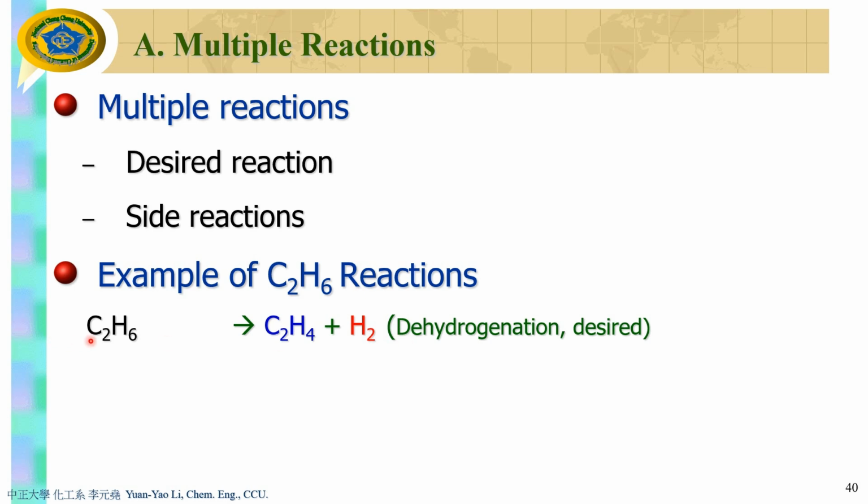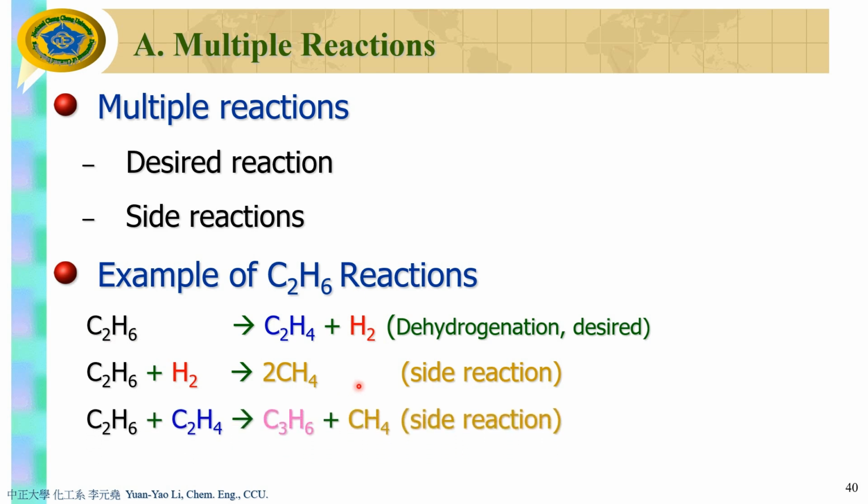However, this reaction can have some side reactions, because hydrogen will react with C2H6 again and become methane. This is a side reaction. And C2H4 can also react with C2H6 and become C3H6. This is another side reaction. And these two are not the ones you want. Okay, this is the desired reaction. These are side reactions.